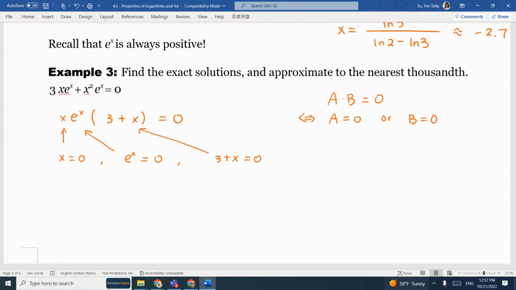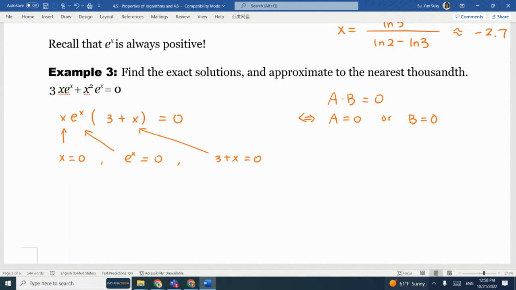Right, everybody? So x equal to 0 is good, it's 0. e to the x equal to 0. What is the graph of e to the x? What's the graph of e to the x? Like that, right? Okay.